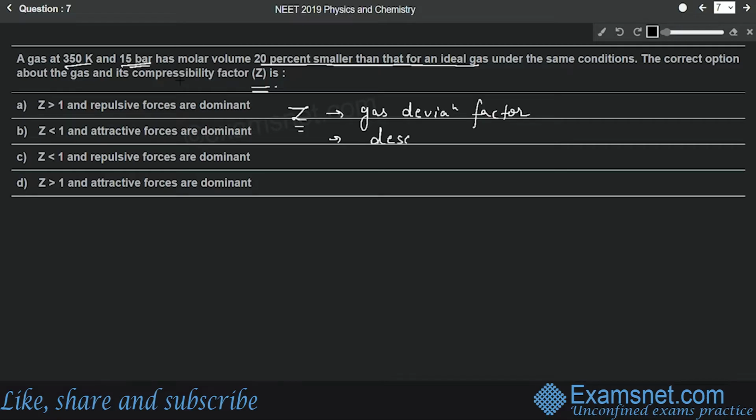Okay, so let's write it down here. It describes the deviation of a real gas from ideal gas behavior.